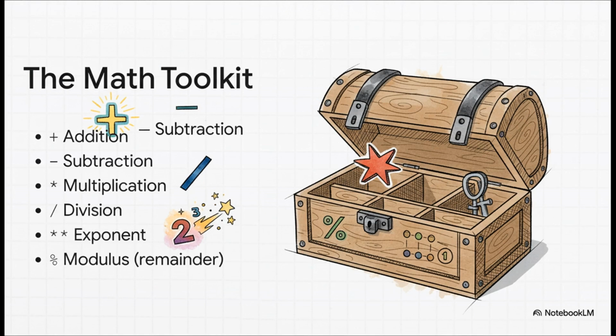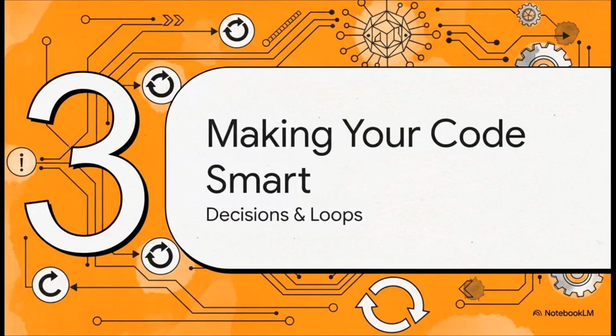But then there are 2 really powerful ones, the double asterisk for exponents, to the power of, and the percent sign for something called modulus. Modulus just gives you the remainder after division. Sounds weird, I know, but trust me, it's incredibly useful for things like checking if a number is even or odd. Okay, so our code can hold data, and it can do math.